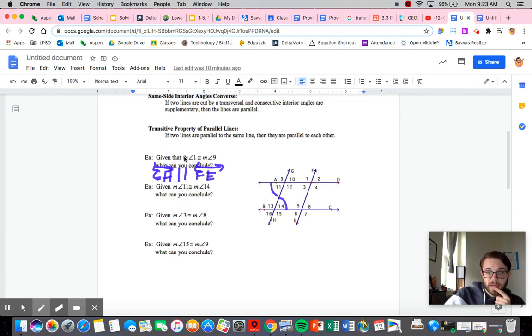By the way, I just realized this notation is wrong. It should just be saying that angle 1 is congruent to angle 9, and 11 is congruent to 14. We don't need the M. The M deals with measure. So let me just get rid of those.